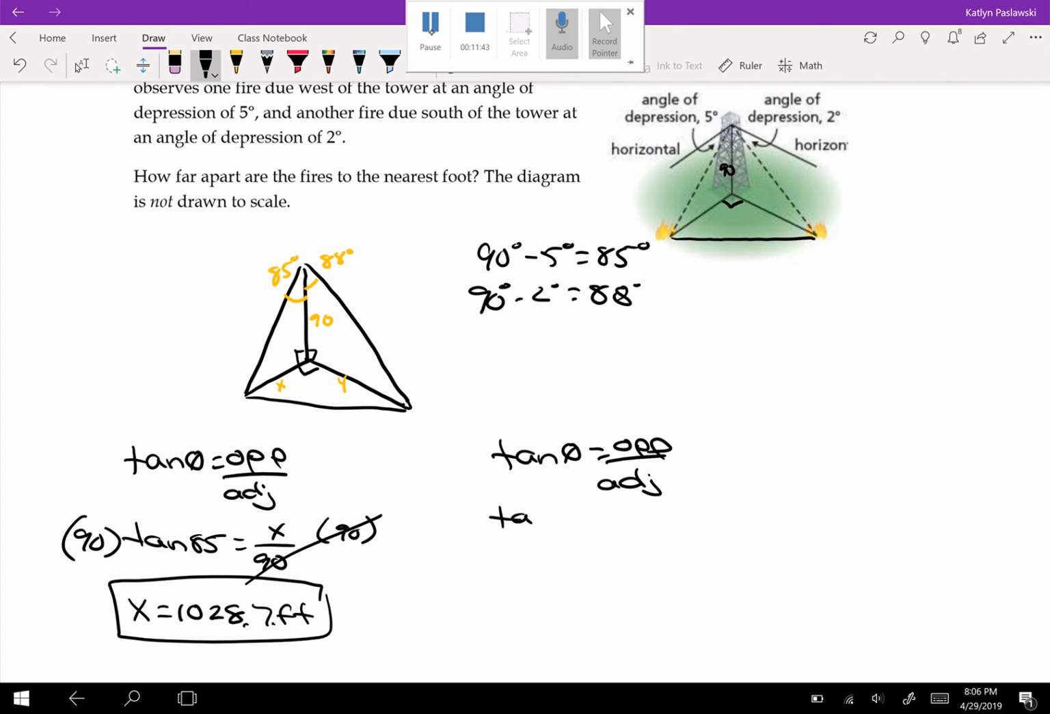In this case, the angle is 88. I'm going to use value y over 90. Multiply by 90 on both sides, isolate the variable. Tan 88 multiplied by 90 gives me a value of y of 2,577.3 feet.